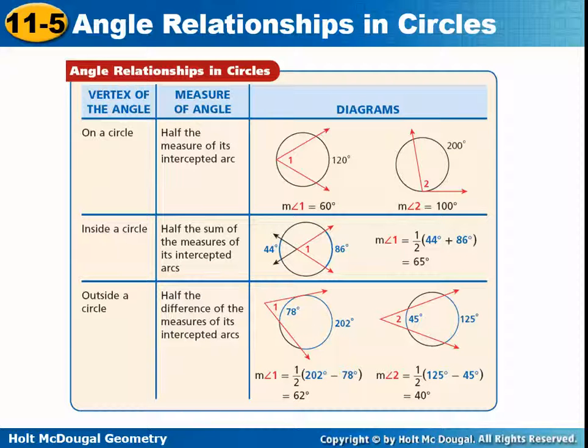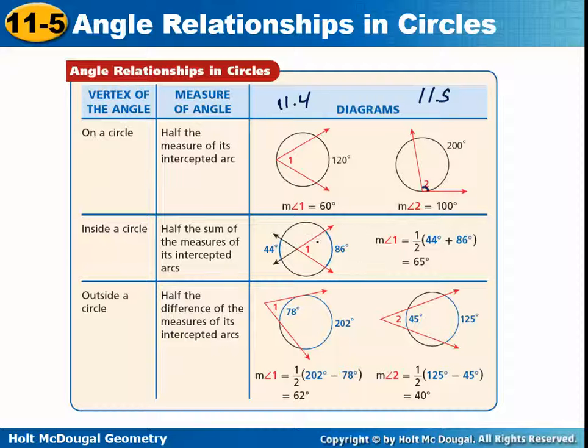This is a summary of what we learned in 11.4 and 11.5. So in 11.4, you learned that an inscribed angle is half of the measure of its intercepted arc. And in this lesson, you learned that that is also true even if one of the rays of the angle, one of the sides of the angle, is a tangent. It's still true. Half the measure of its intercepted arc.